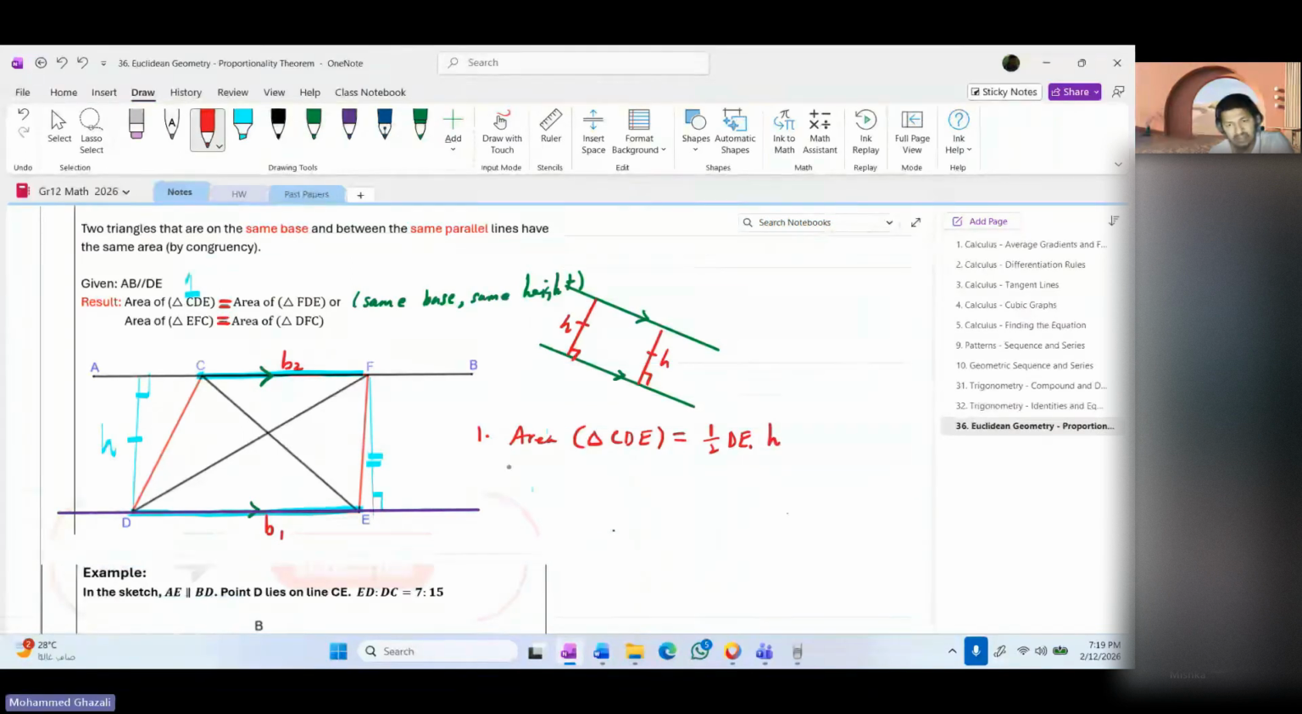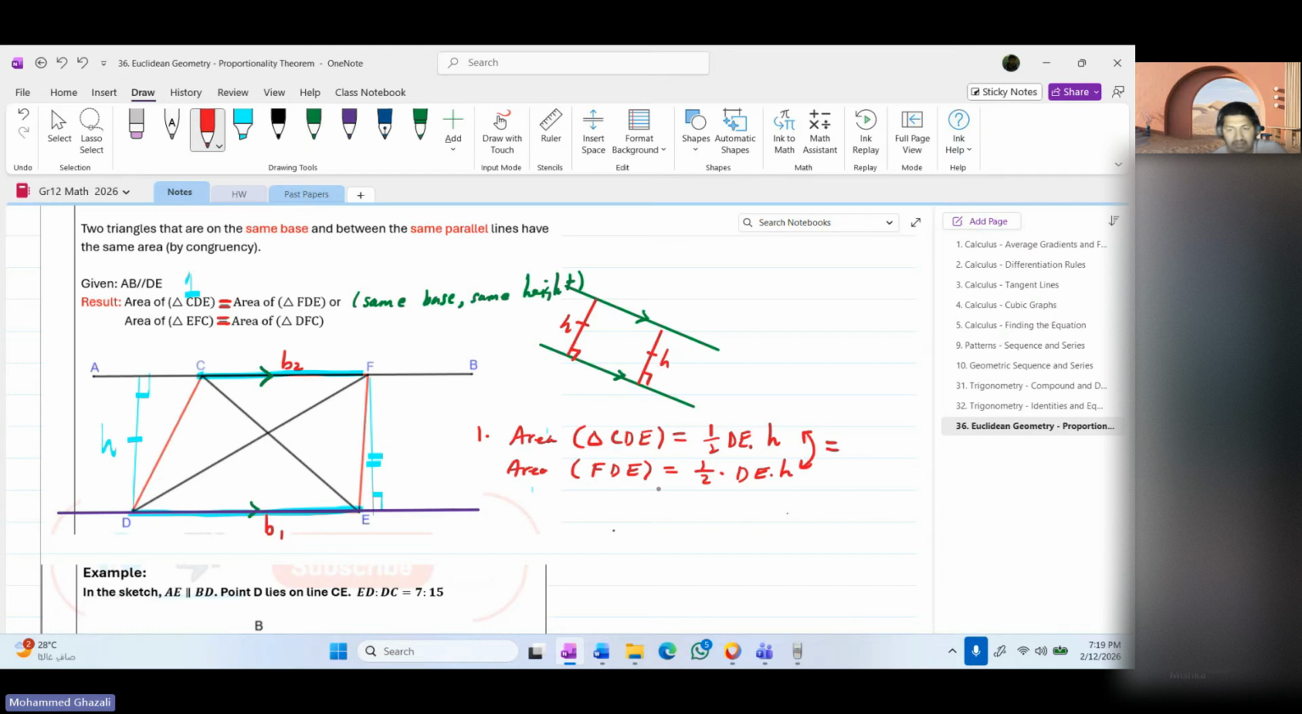And if I ask you what's area of triangle FDE, you're going to tell me the same thing: half. Where's FDE? FDE. You got the same base, so DE times height. And now you can clearly see that these are equivalent. That's why we say triangles between the parallel lines that have the same base and same height have equal areas.